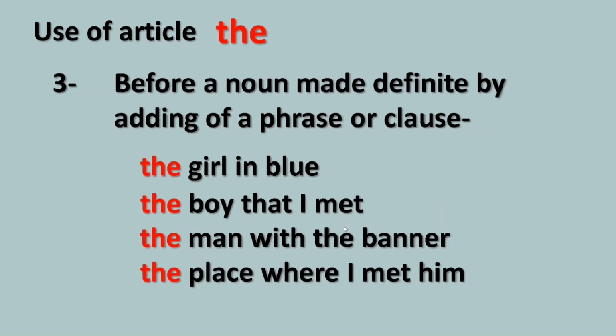Before a noun made definite by adding a phrase or clause, means when a noun is made definite by using some phrase or some clause, then article the should be used. See the first sentence, the girl in blue. So here in blue, this is the prepositional phrase. That's why this girl has become definite. So that's why article the is to be used.